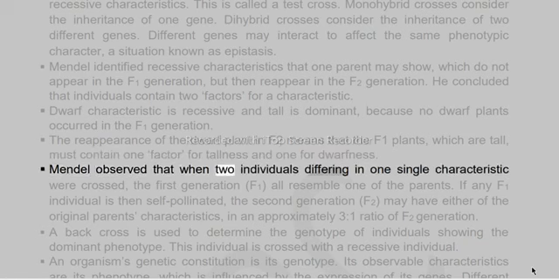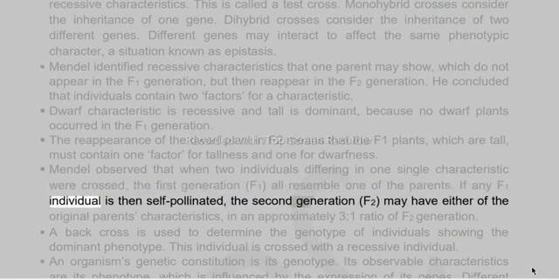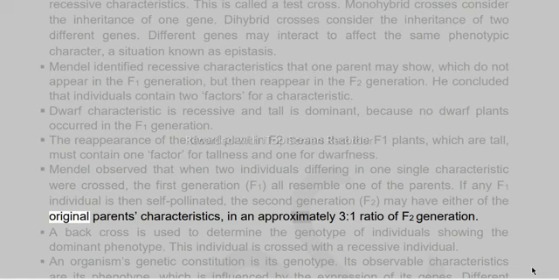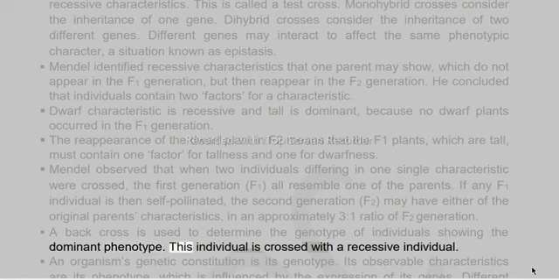Mendel observed that when two individuals differing in one single characteristic were crossed, the first generation, F1, all resemble one of the parents. If any F1 individual is then self-pollinated, the second generation, F2, may have either of the original parent's characteristics, in an approximately 3:1 ratio. A backcross is used to determine the genotype of individuals showing the dominant phenotype. This individual is crossed with a recessive individual.